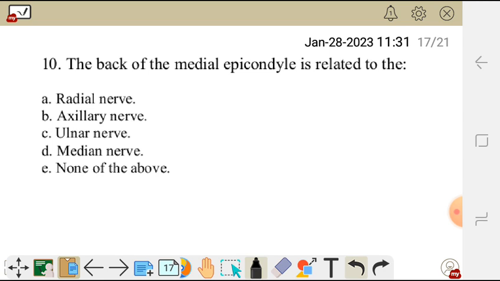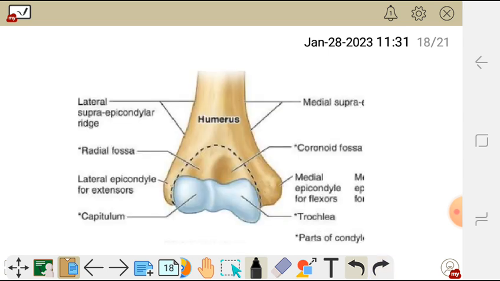The back of the medial epicondyle is related to: A, the radial nerve, B, the axillary nerve, C, the ulnar nerve, D, the median nerve, and E, none of the above. So which one of these is related to the medial epicondyle? To get this question correct, we need to know what the medial epicondyle is. The medial epicondyle is simply a part of the humerus. This part of the humerus here is what we call the epicondyle.